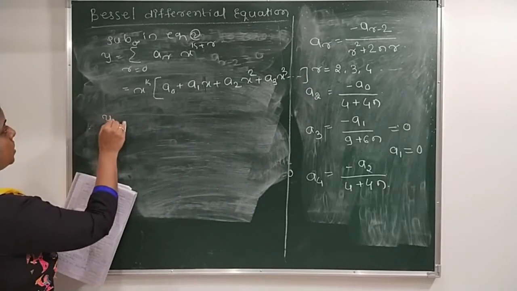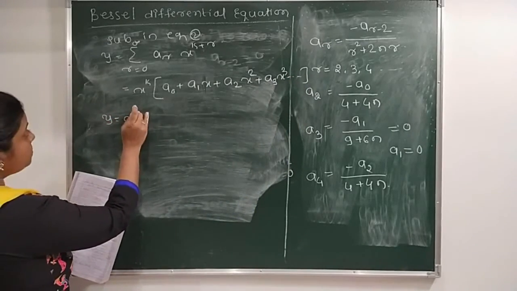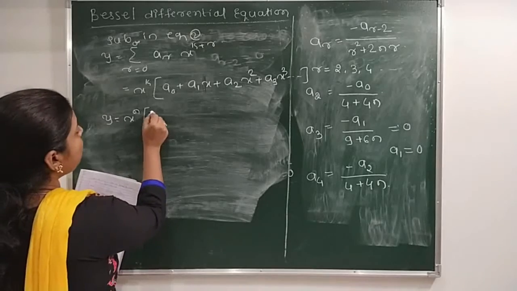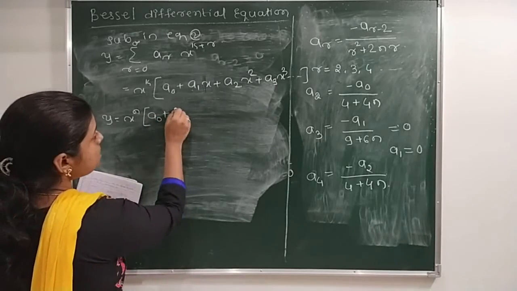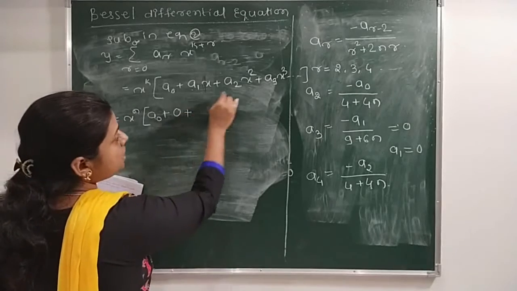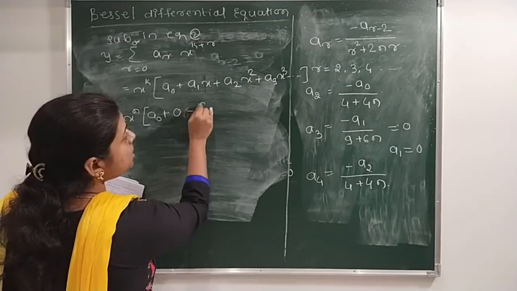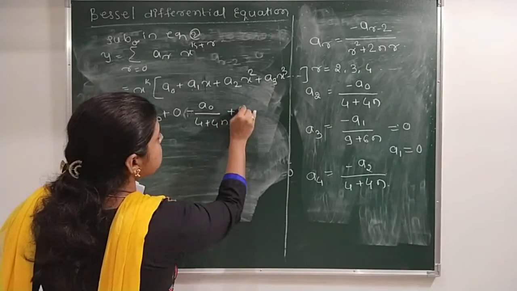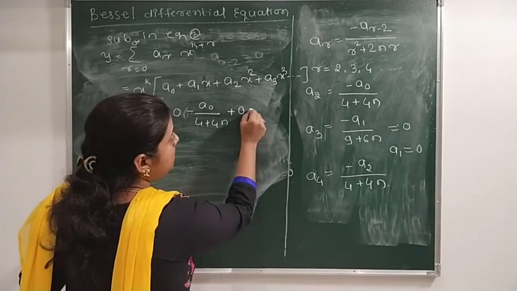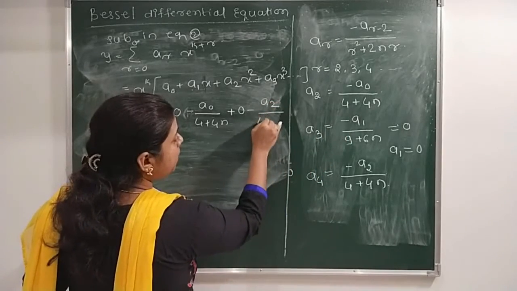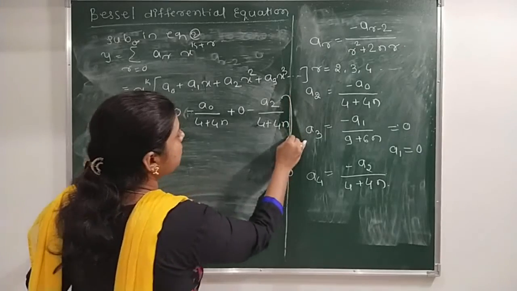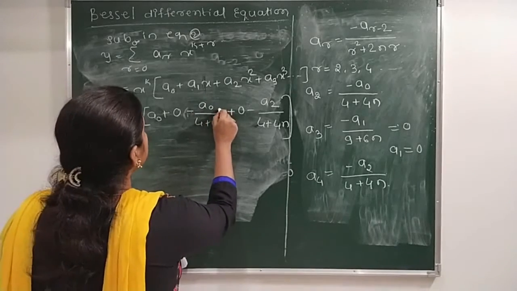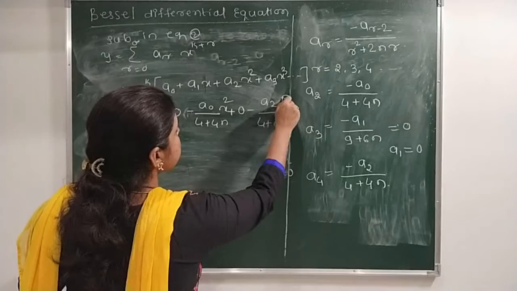Here we have to substitute the values: x raised to k, where k we considered as n, so x raised to n, a0 is not equal to 0, plus a1 is 0, that we make it as 0, plus the a2 value we have to replace, that is minus a0 divided by 4 plus 4n. Again a3 becomes 0 because a1 is 0, minus a2 divided by 4 plus 4n, into x square, this is x raised to 4.